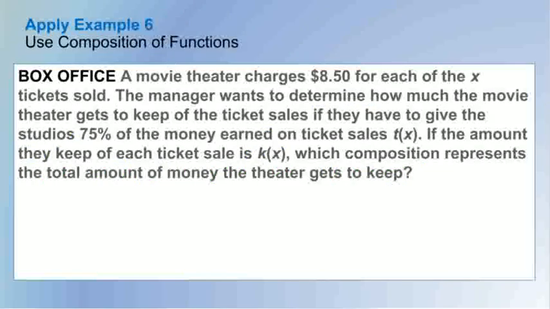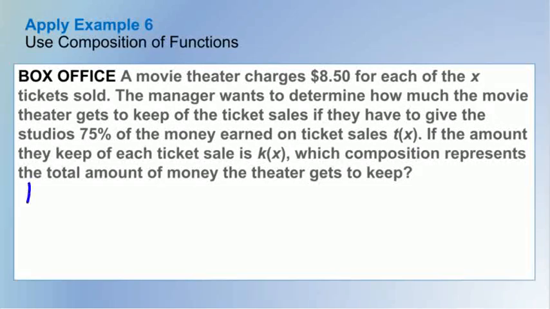And example 6, working with word problems. A movie theater charges $8.50 for each of the X tickets sold. The manager wants to determine how much the movie theater gets to keep from ticket sales if they have to give the studio 75% of the money earned on the ticket sales. If the amount they keep of each ticket sale is K of X, which composition represents the total amount of money the theater gets to keep?